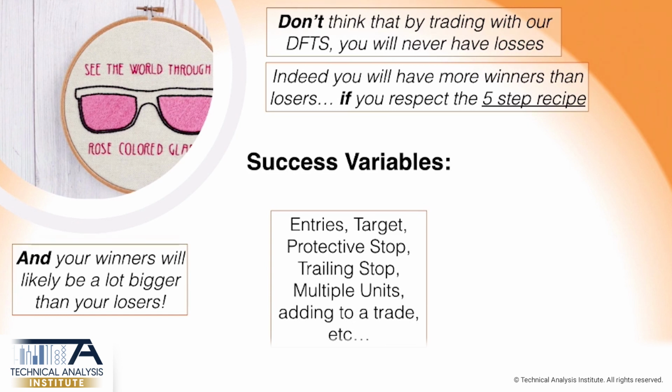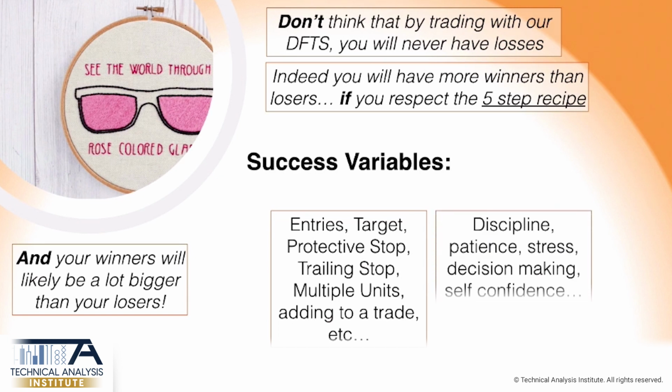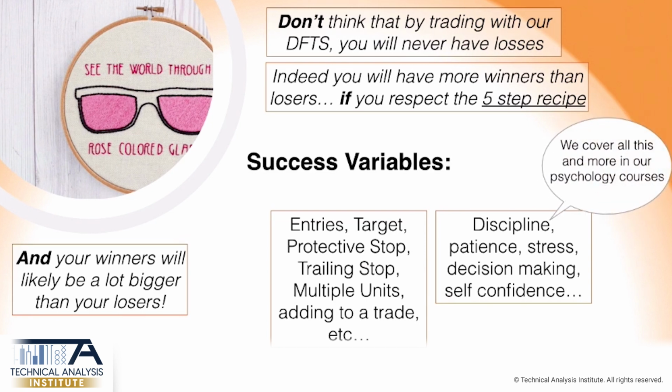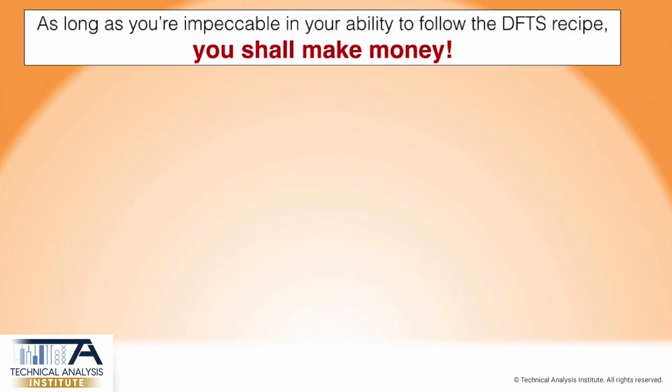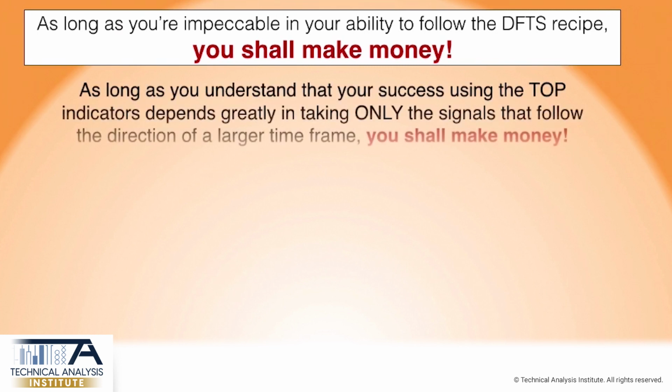There are multiple variables that we could not cover in this course, such as discipline, patience, stress, decision-making, self-confidence. These are all issues that we cover in detail in our psychology courses. As long as you're impeccable in your ability to follow the DFTS recipe, you shall make money. As long as the DFTS process becomes second nature to you, and you understand that your success using the top indicators depends greatly in taking only the signals that follow the direction of a larger time frame, you shall make money.